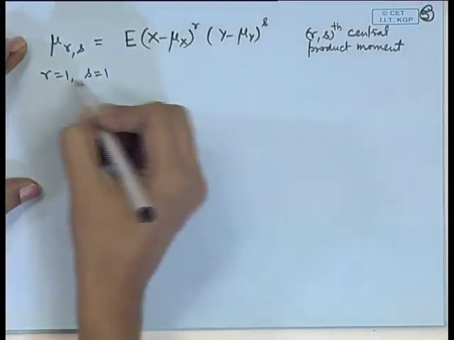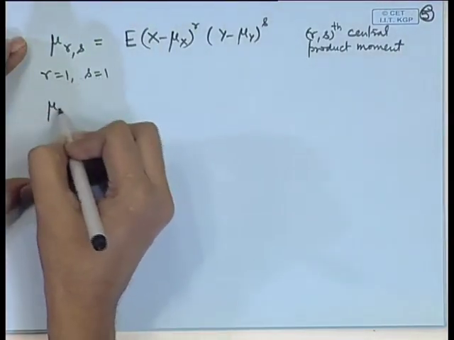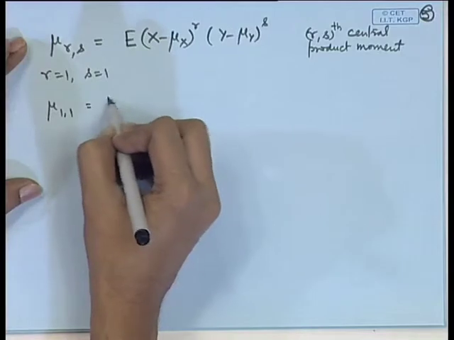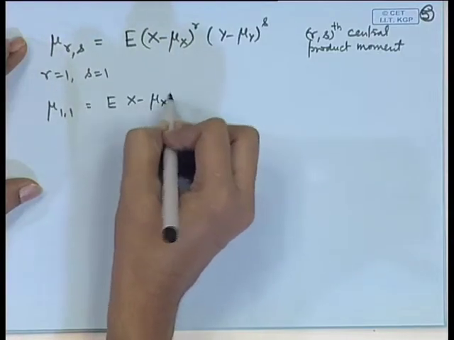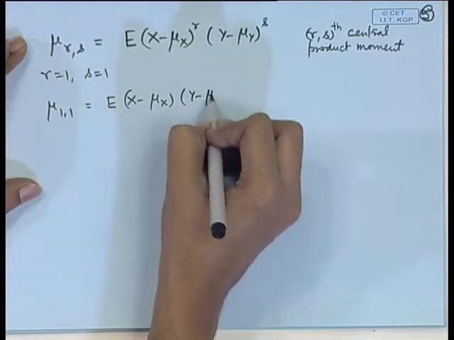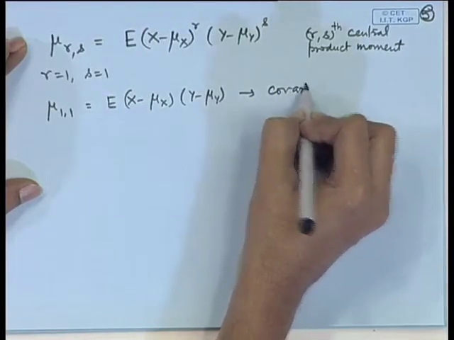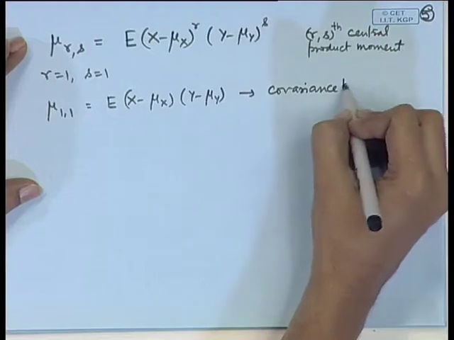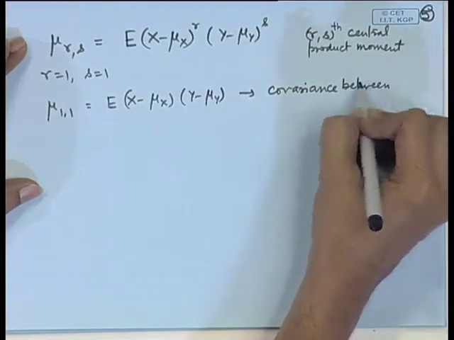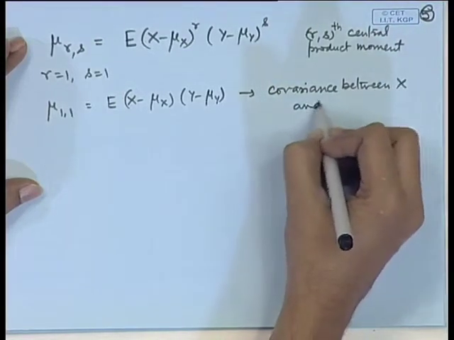So, if we consider both r and s to be 1, that is expectation of x minus mu x into y minus mu y, this is called the covariance between x and y.